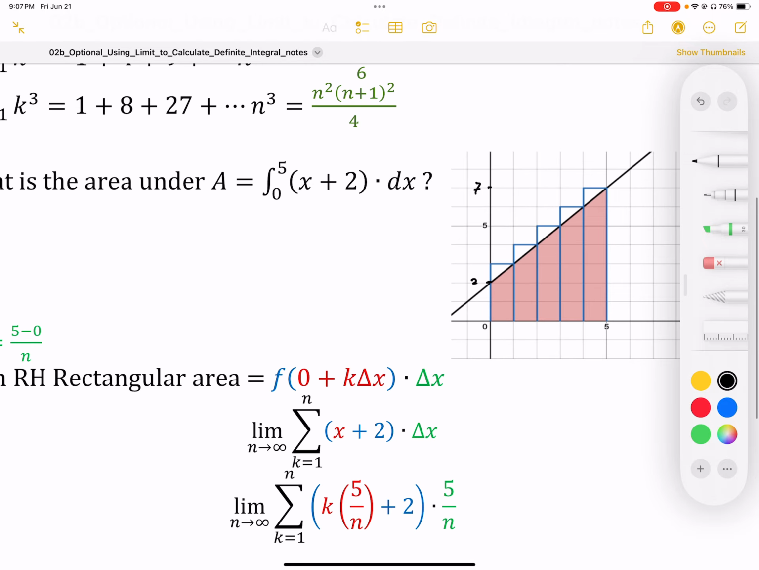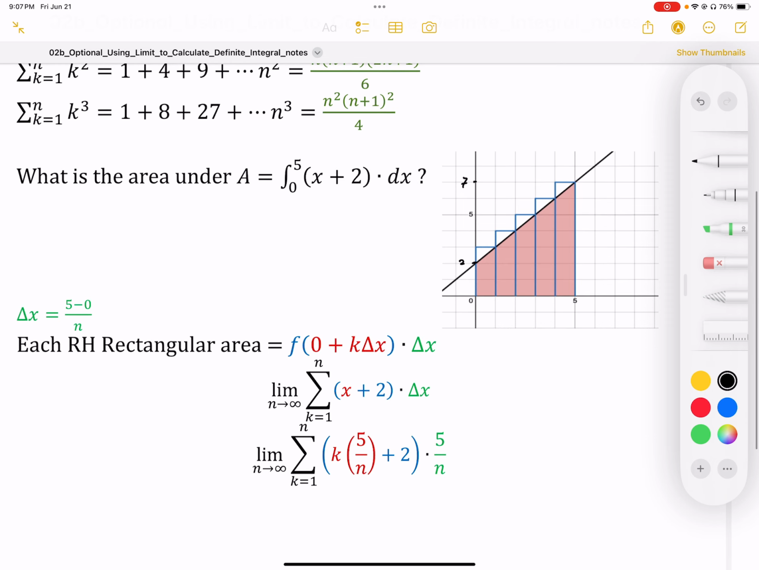So we can calculate the area of that. It's going to be 7 plus 2 divided by 2 times the width, which is 5. So I'm going to end up with 22.5 units squared is the actual area. Okay, so we're just using geometry to do that.